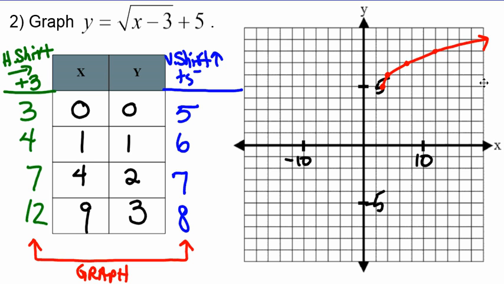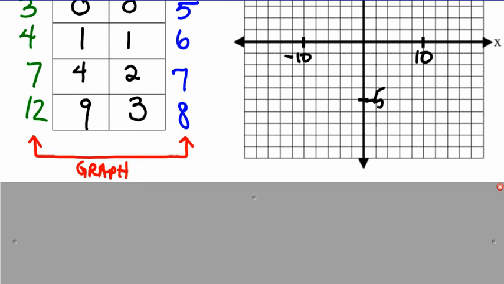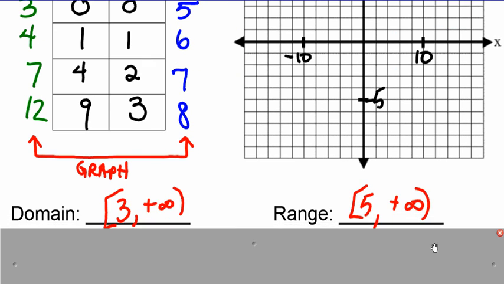For our range, we're looking at the outputs, and our outputs are starting at 5 and continuing on to positive infinity. So we can represent them with the following notation. If you're going to use inequality notation, you could say x is greater than or equal to 3, and y, because the equation was given as y is greater than or equal to 5.